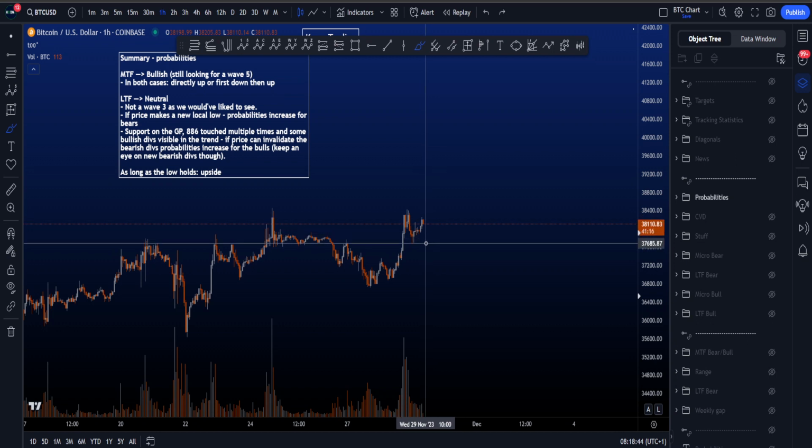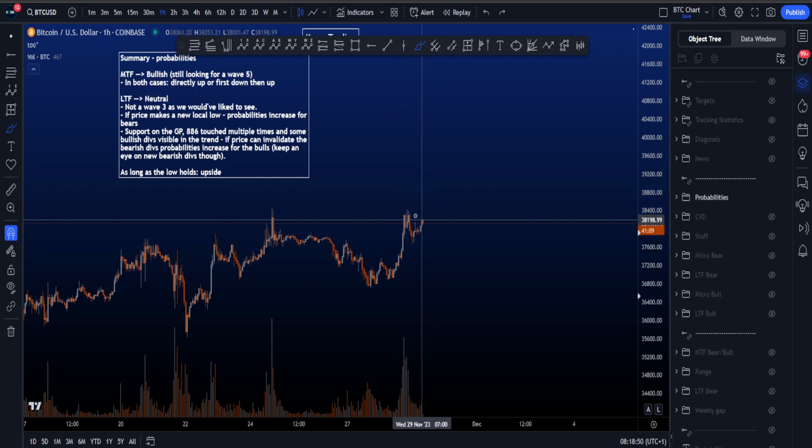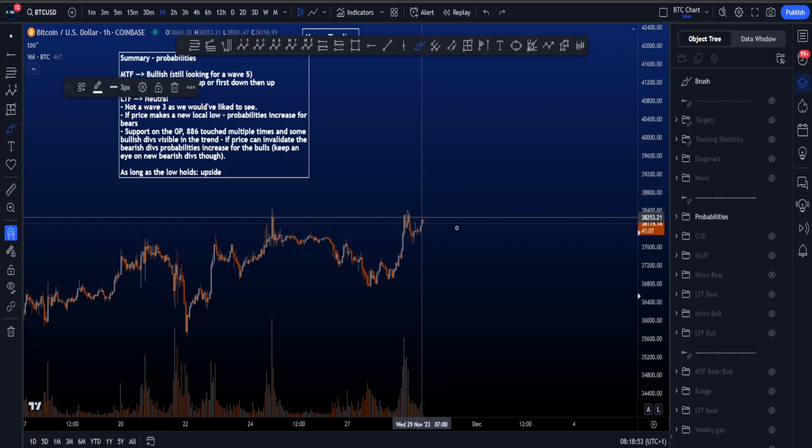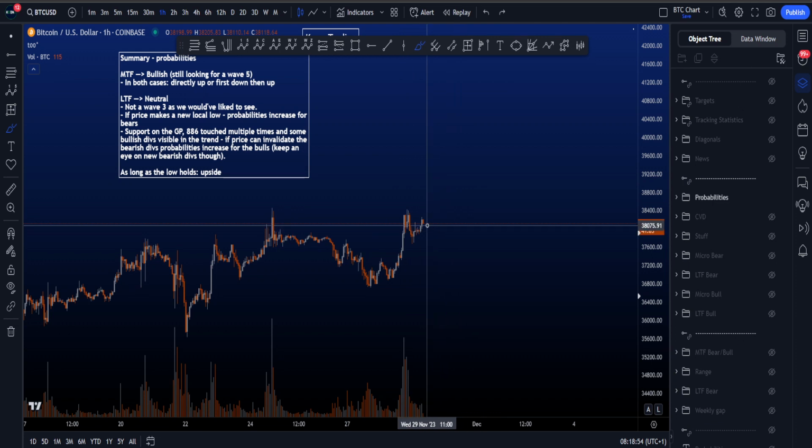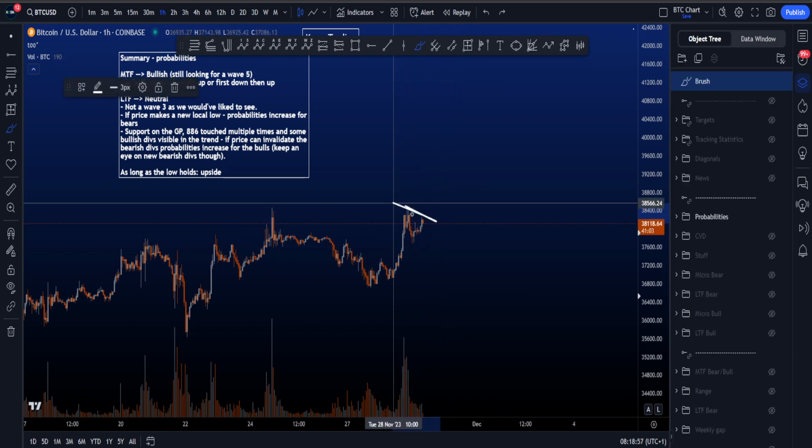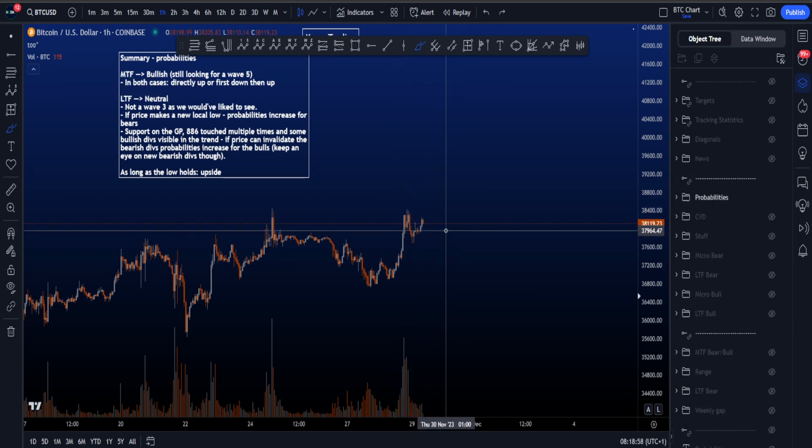So simply said, take the low, we're going to be looking for lower prices. Stay above the low, there is still the potential to move up, but we got those bearish CVD divergences, not ideal, and the probabilities for the bearish scenarios are increasing with these bearish CVD divergences over here.